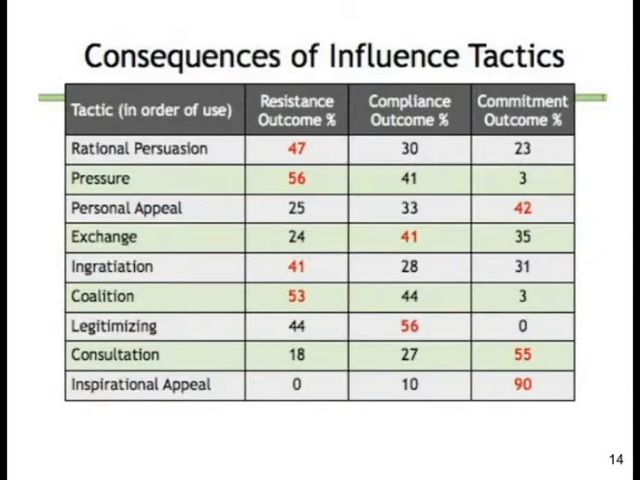And if we work our way down from top to bottom, we see that rational persuasion, something statisticians are very prone to do, really only gets a highly successful outcome about 1/4 of the time, and nearly half of the time it generates resistance. Putting pressure on people doesn't work very well at all. It certainly doesn't get their commitment and engagement, and a high percentage of the time it generates resistance.